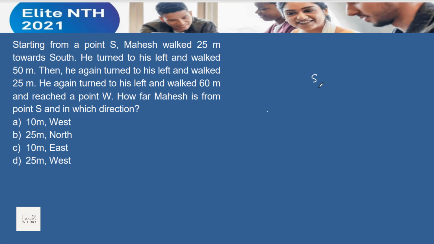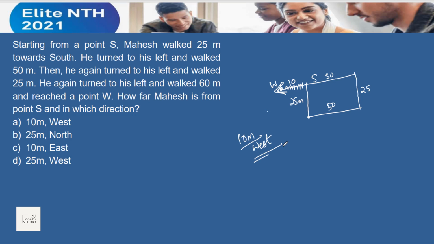Starting from point S, Mahesh walked 25 meters south. He turns to his left and walked 50 meters. He again turns to his left and walked 25 meters. He again turned to his left and walked 60. So this is 50, and now 10 and 60, and reaches point W. How far is Mahesh from the point S? As we can see, it is 10 meters. And in which direction? It is in the direction opposite to east, that is west. 10 meters west.